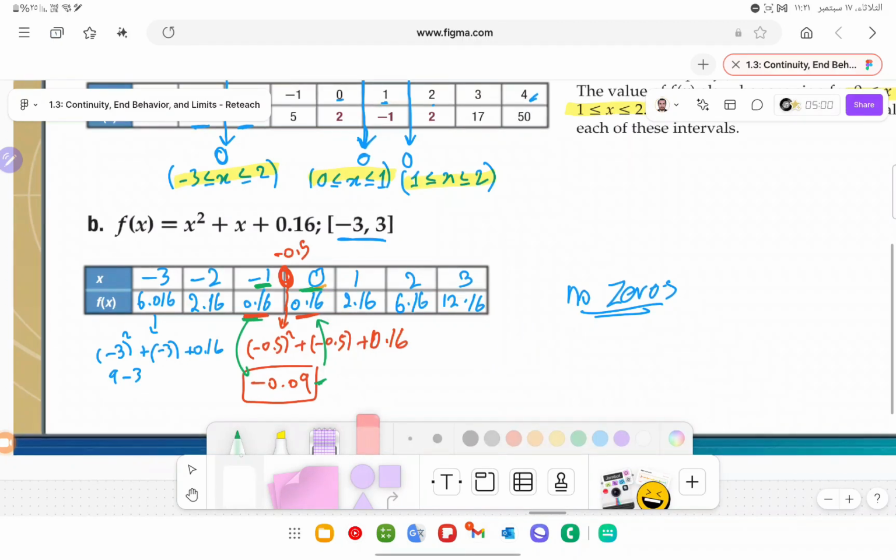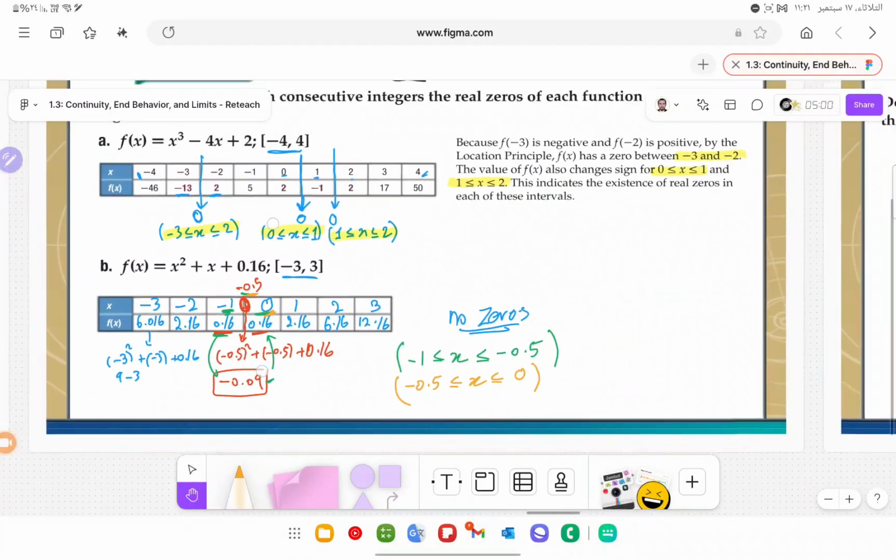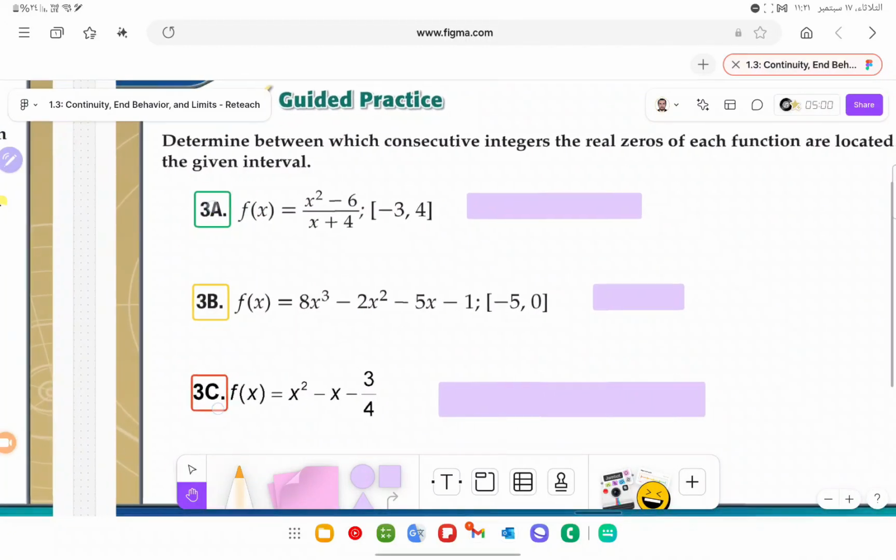Okay, here. Now the first interval will be between negative 1 and negative 0.5. Negative 1 less than or equal to x less than or equal to negative 0.5. So this is the first zero. And between also negative 0.5 and 0: negative 0.5 less than or equal to x less than or equal to 0. So as you can see, I have a zero here and I have a zero in this interval. Okay, I hope you understand this. If you have any question, please tell me. Try to solve now this question by yourself and practice on them.